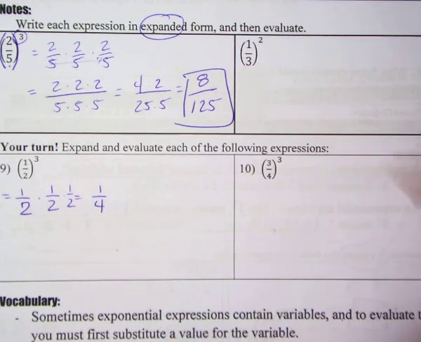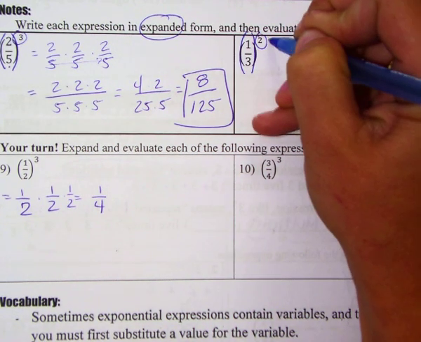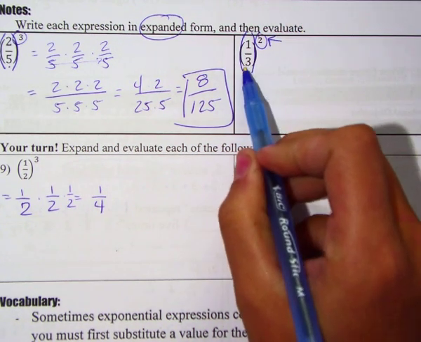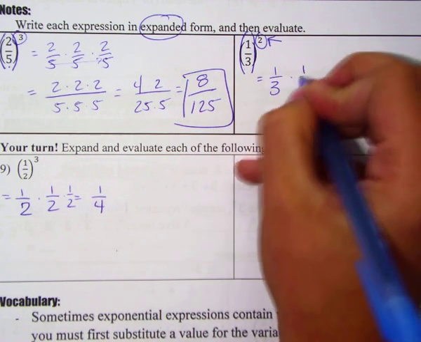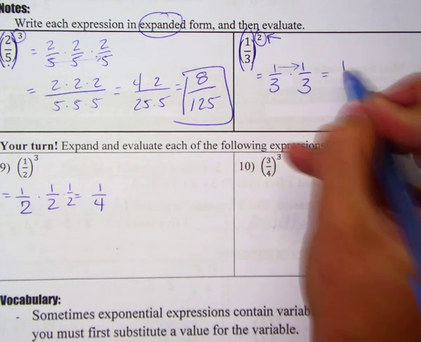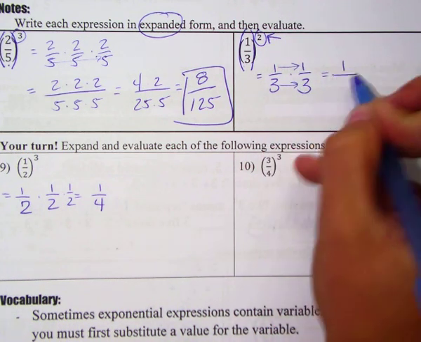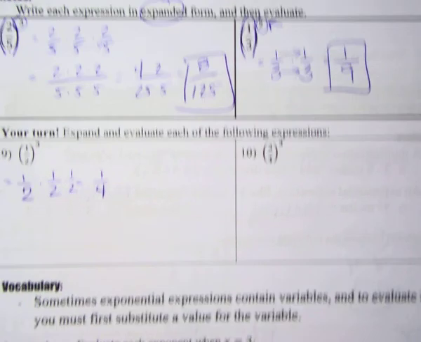For the second one, same idea. This is the quantity 1/3 squared. So we'll rewrite this stuff 2 times. Multiply straight across. 1 times 1 is 1. 3 times 3 is 9. Should have done the next two. Check them in the answer key.